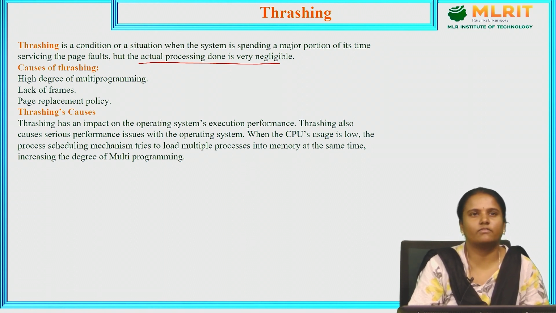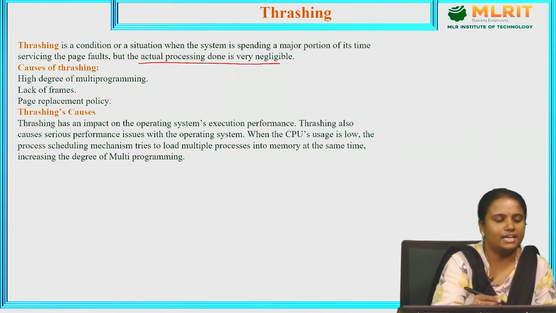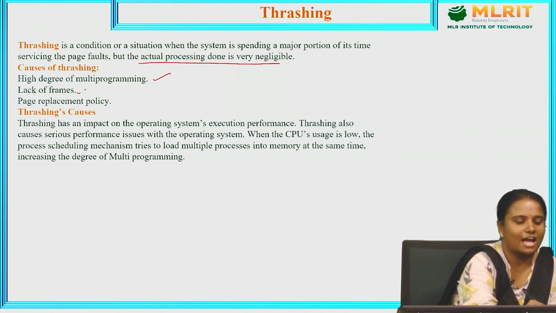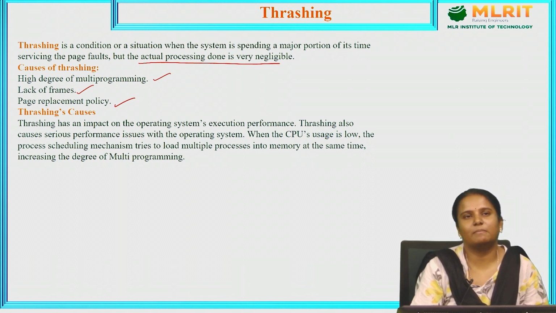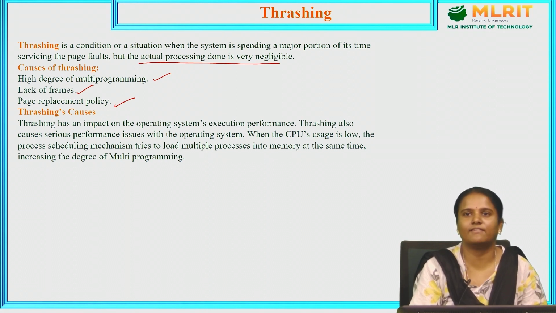The causes of thrashing are a high degree of multiprogramming, lack of frames, and page replacement policy. In a high degree of multiprogramming, we can compare the degree of programming with their high level. Next, lack of frames. In the previous page replacement algorithms, we have seen we can take a number of frames to replace our pages with the newly arriving page. And next, page replacement policy, based on FIFO, LRU and optimal. This replacement policy may be considered based on the page replacement algorithm.